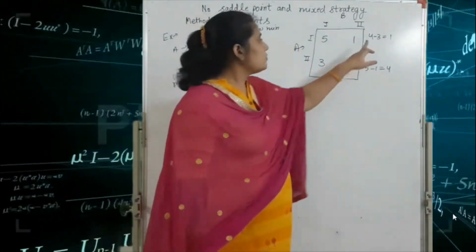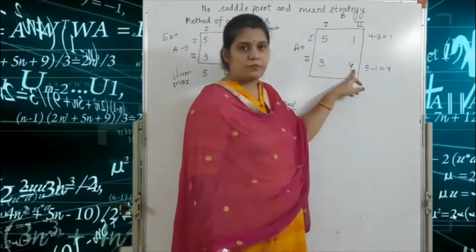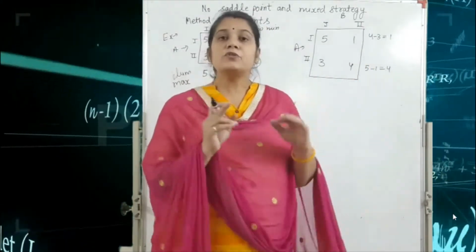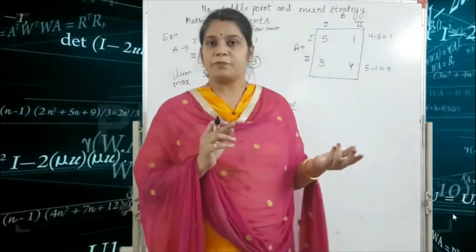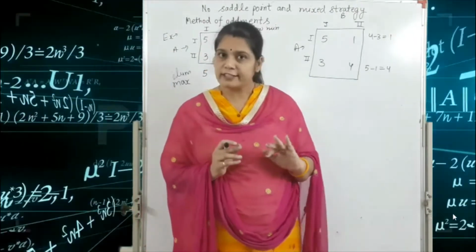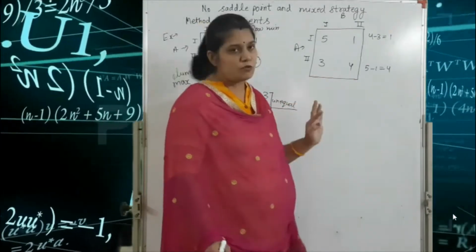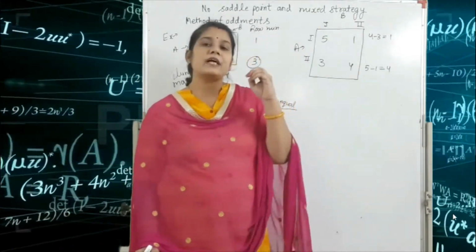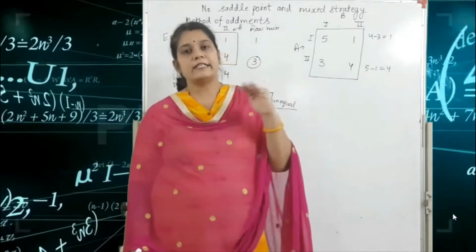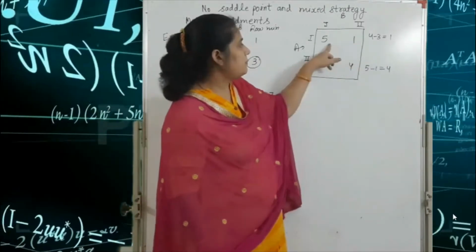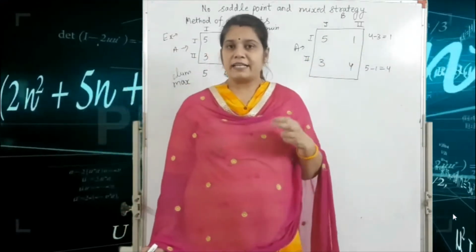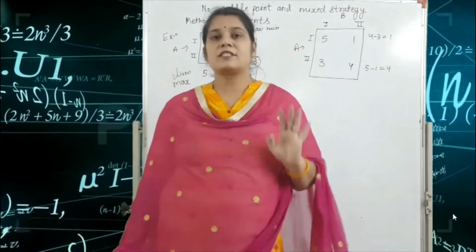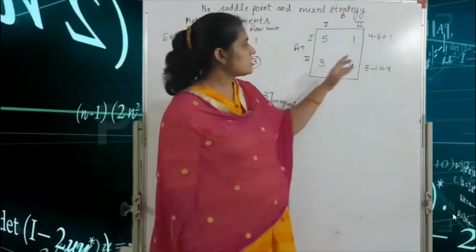If you write 3 minus 4, our value is minus 1, so you write only the positive form and ignore the negative sign. So 3 minus 4 is equal to minus 1, and here you write only plus 1. For example, 1 minus 5 gives minus 4, so ignore the negative sign and write only positive 4. Got it? So this is the process for the row form.